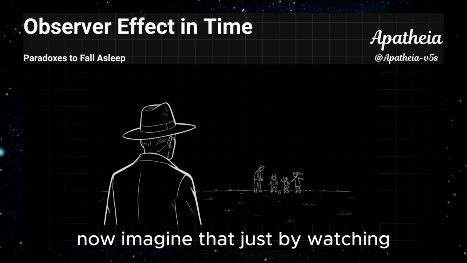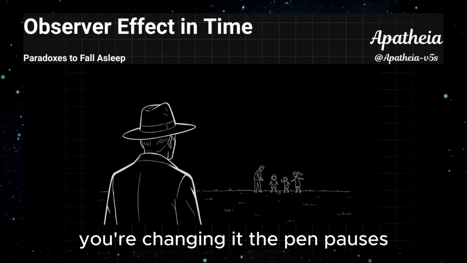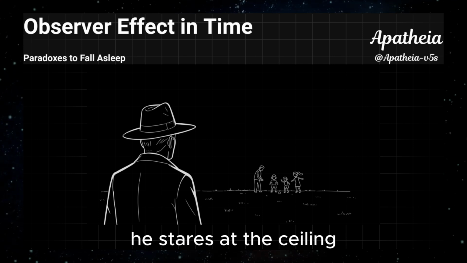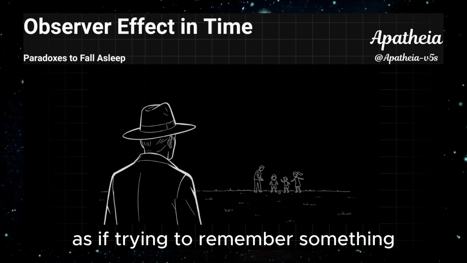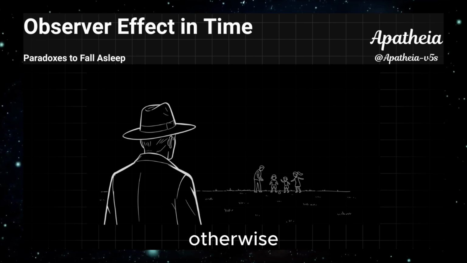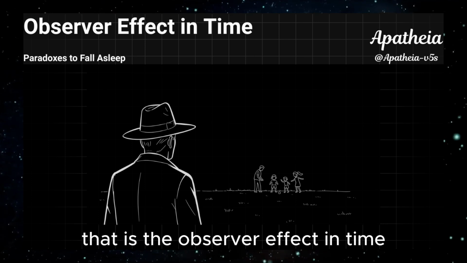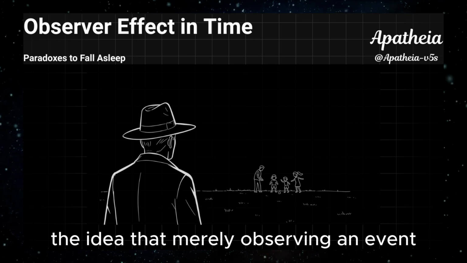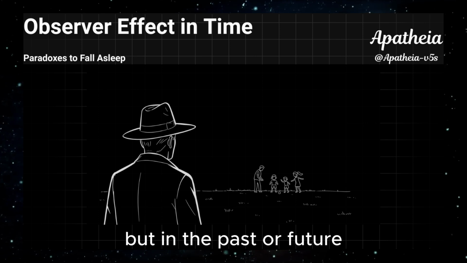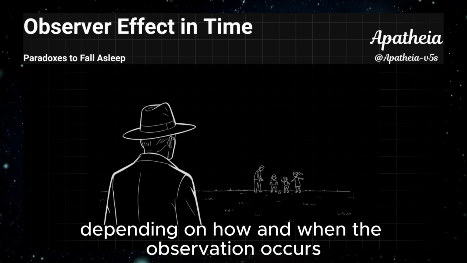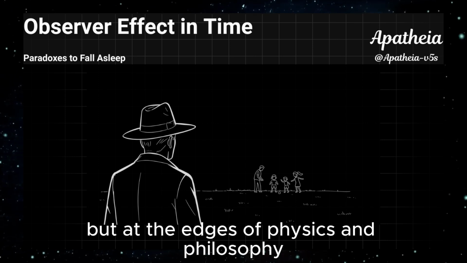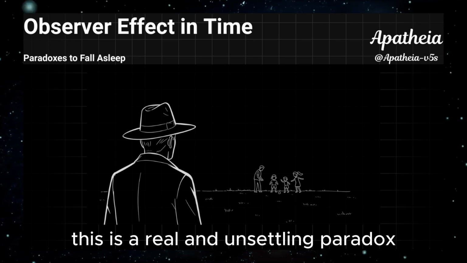Now imagine that just by watching, you're not only seeing what's happening, you're changing it. The pen pauses. The man shifts in his chair. He stares at the ceiling, as if trying to remember something. You blink, and everything moves in a slightly different direction than it would otherwise. That is the observer effect in time. The idea that merely observing an event can change its outcome, not just in the present, but in the past or future, depending on how and when the observation occurs. It sounds like science fiction, but at the edges of physics and philosophy, this is a real and unsettling paradox.